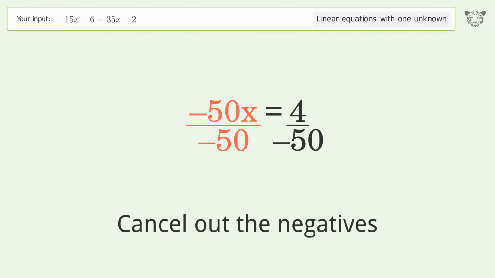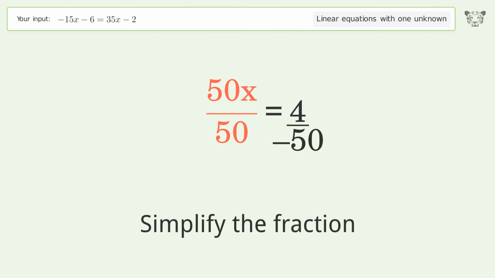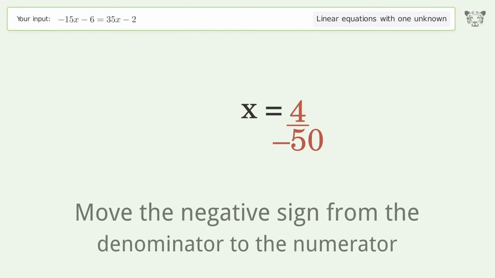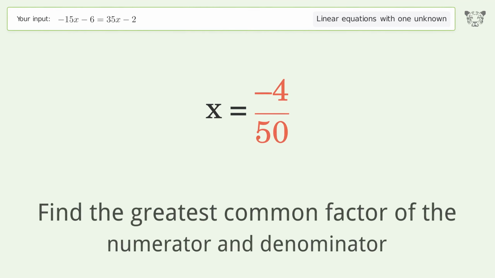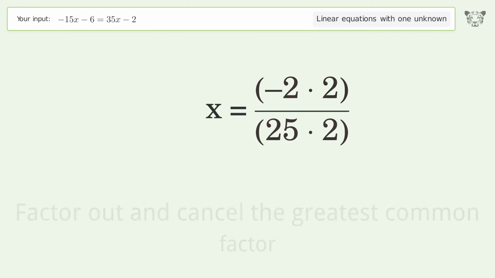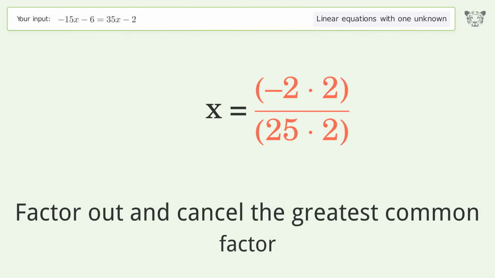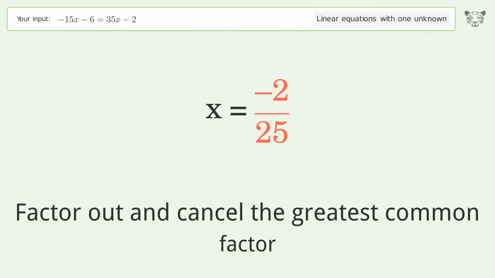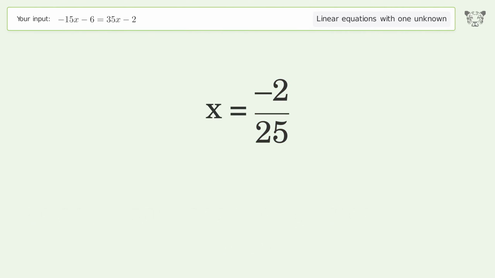Cancel out the negatives. Simplify the fraction. Move the negative sign from the denominator to the numerator. Find the greatest common factor of the numerator and denominator. Factor out and cancel the greatest common factor. And so the final result is x equals -2/25.